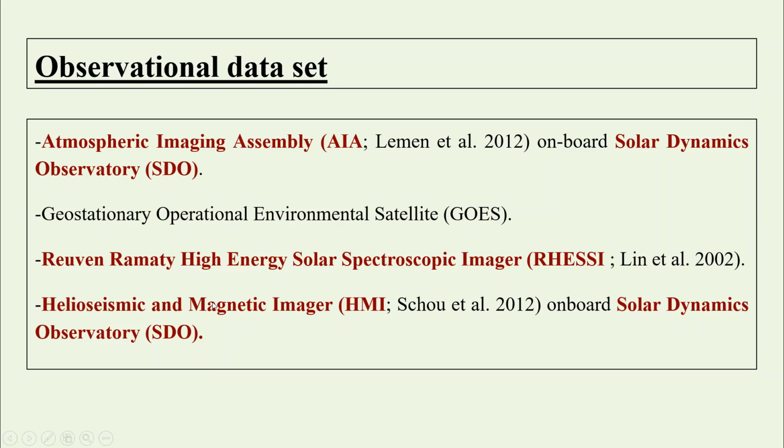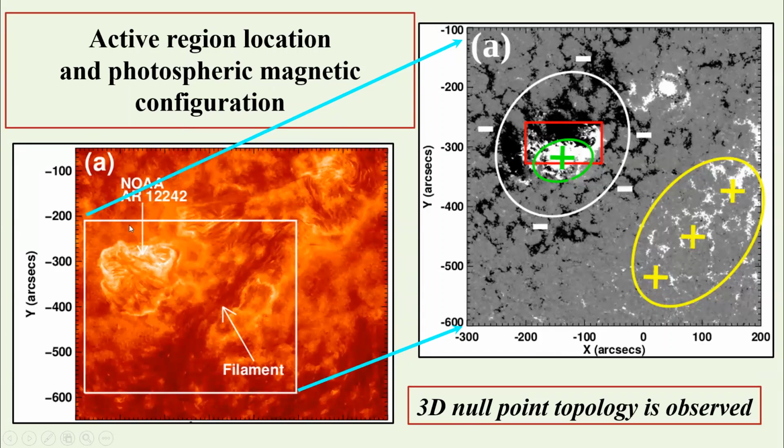HMI is used for the magnetic field observation of the location where the flare occurs. You can see this is a selected view of the sun surface, and this is NOAA active region 12242 where the flare occurs. Near that active region, we have a long filament channel. Filaments are basically cool material, and they are supported by a magnetic flux rope in the sun. And this is the structure.